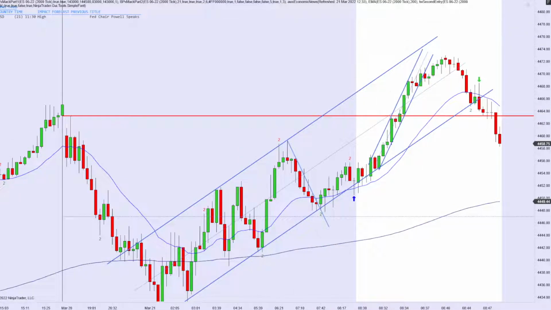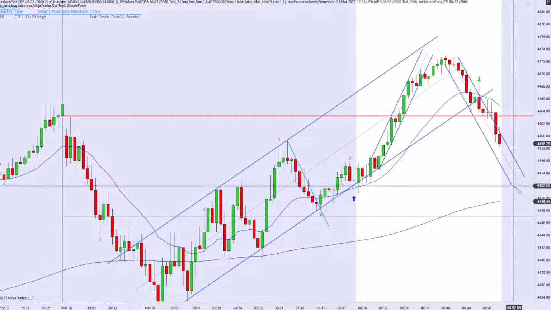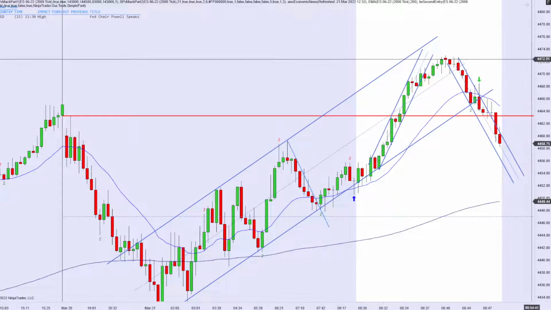We continue down, and what do we have? We have short-term trends starting to form. And we had a break of this overall uptrend, looking for a new high.